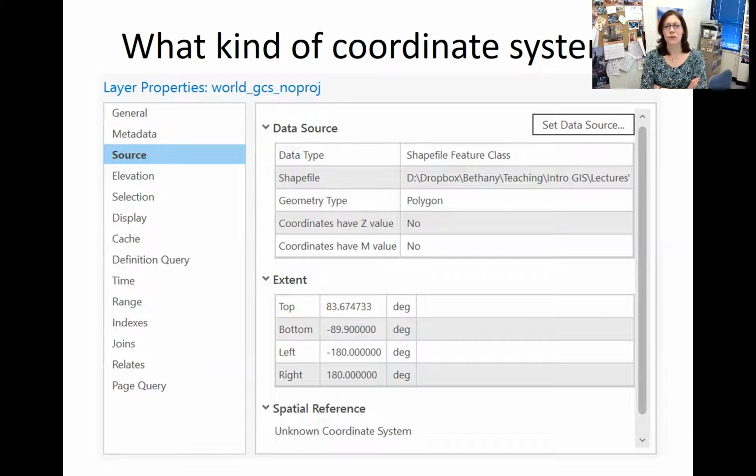First question: you open the source tab for your layer of the world, whatever this is, and you notice down here that it has an unknown coordinate system. So there is no coordinate system, no projection defined for this particular data layer. And the first thing that you want to determine is, is this a geographic coordinate system or a projected coordinate system? I'm going to pause so that you can look through the data here and tell me: geographic coordinate system or projected coordinate system?